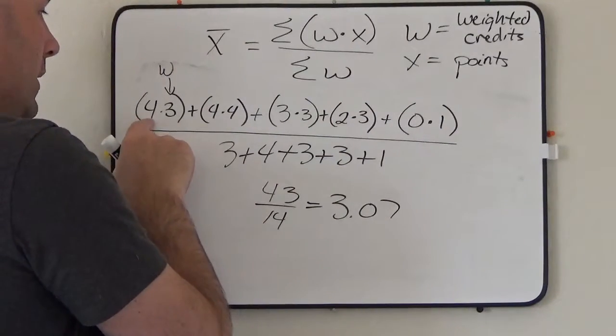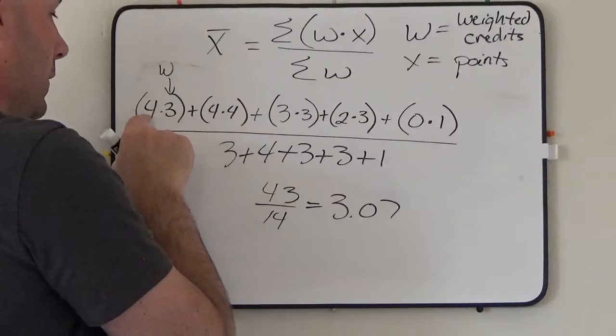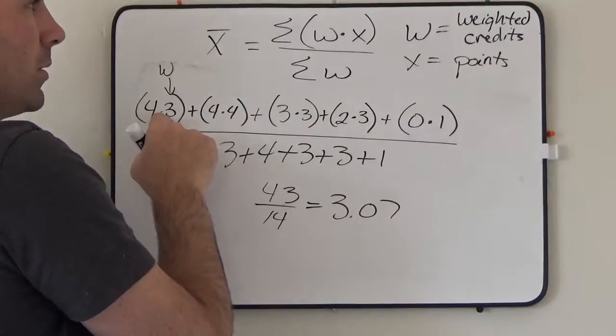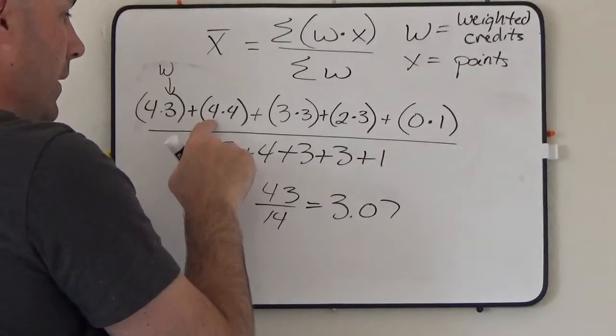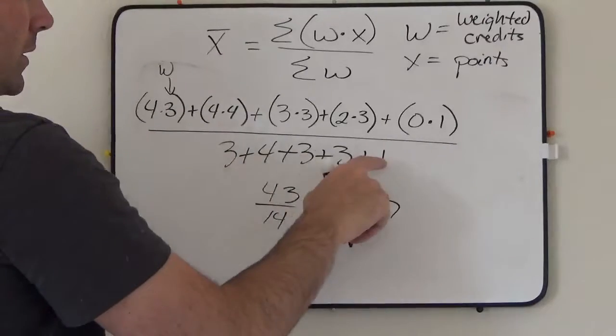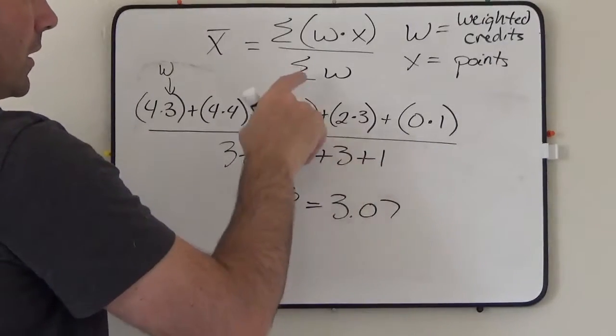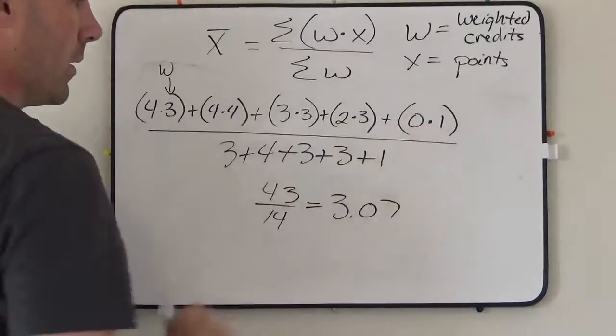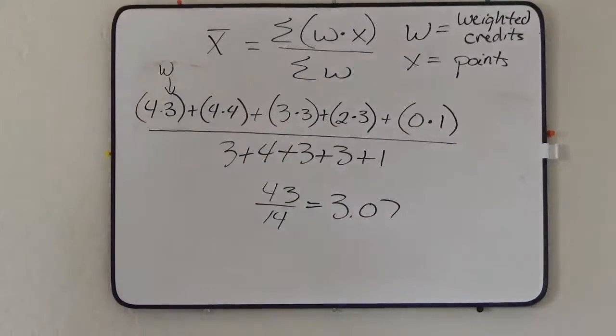There were 4 points given, 3 credits available. 4 for an A, that's the points X, and then W was 3 credits for the first A, and so forth, okay? And then down here is W, which is the amount of credits right here, which represents 3, 4, 3, 3, and 1, okay? So that's to clarify that.